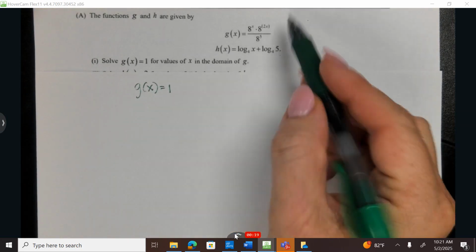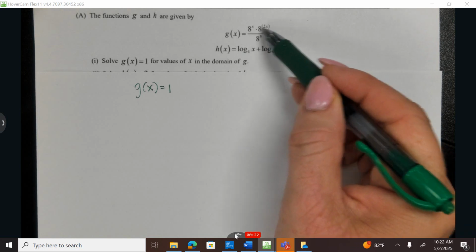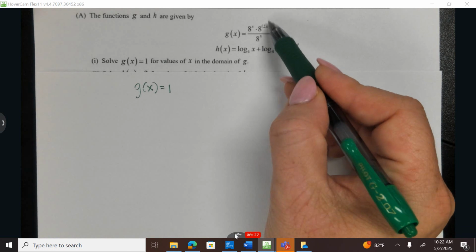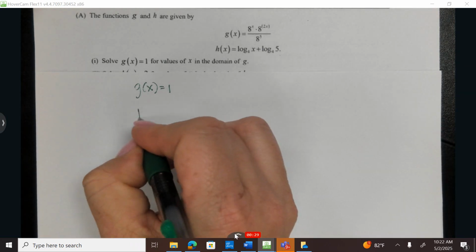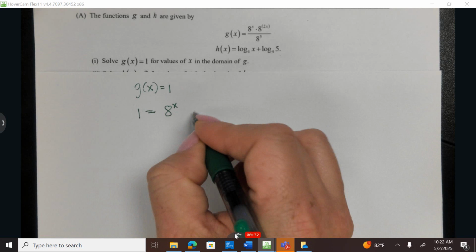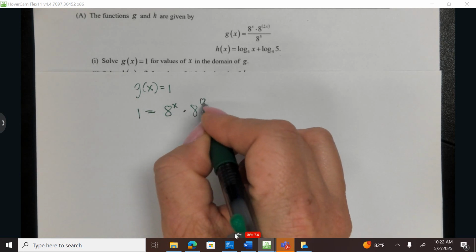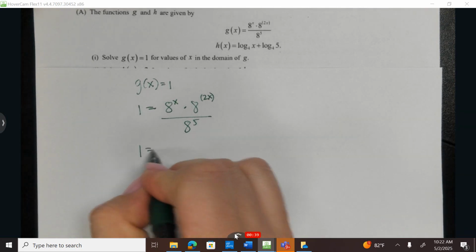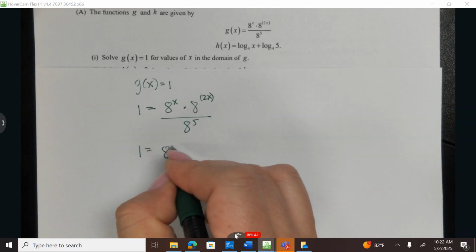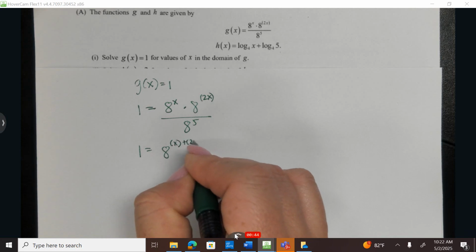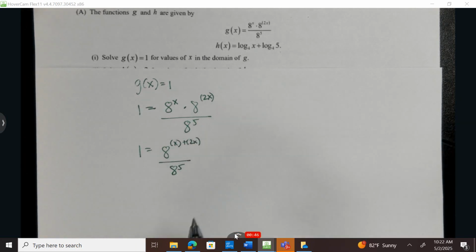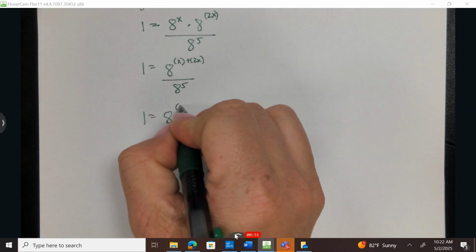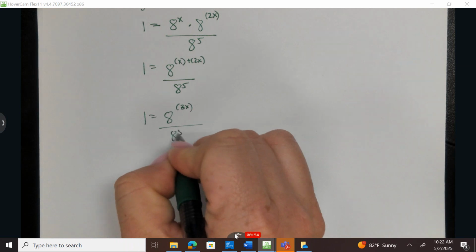I'm also looking at the domain here, with what I can input. I know there are no restrictions on what I can input for x. This value in the x position can be positive, negative, or equal to 0. So 1 equals 8 raised to x times 8 raised to 2x over 8 raised to the 5th. When you have the same base and you're multiplying, you add the exponents. That gives me 8 raised to the 3x over 8 raised to the 5th.